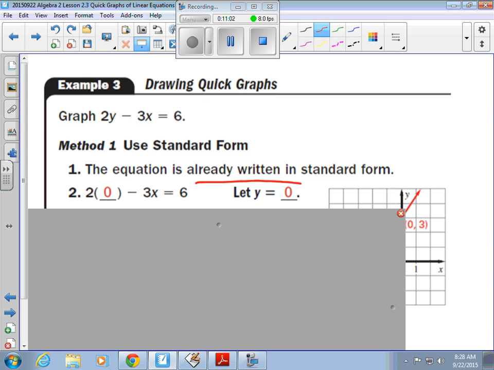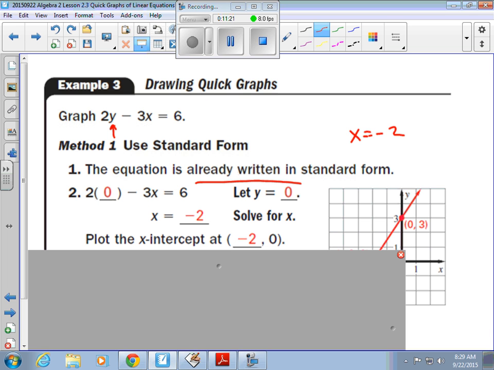If we want to find our x-intercept first, we plug in 0 for the opposite one, y. Notice 2 times 0 eliminated that part, just like we did for the bell work. So you have negative 3x is equal to 6. Divide by negative 3 on both sides, and your x-intercept is negative 2. So on your x-axis, negative 2 is the point right there.